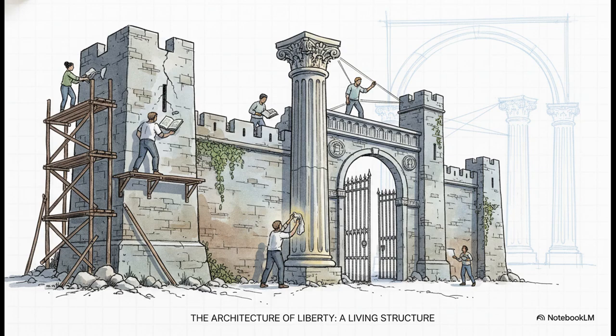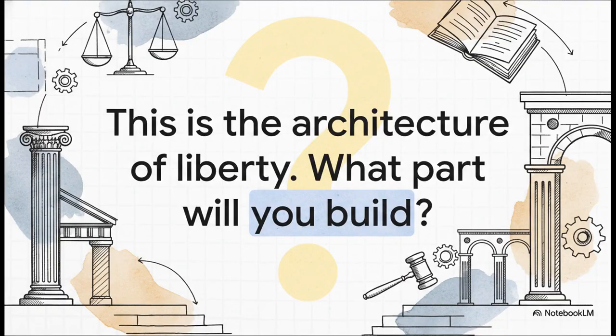This structure isn't some finished monument that we just admire from a distance. Nope. It's a living, breathing thing that needs constant maintenance, reinforcement, and sometimes even expansion from the very people it's designed to protect. You see, these cases show us that the law, when it's at its very best, isn't about dry, abstract rules. It's about building a more just world. It's an unfinished project, and we all inherit it. And that really just leaves us with one final question. This is the architecture of our liberty. So, what part will you build?